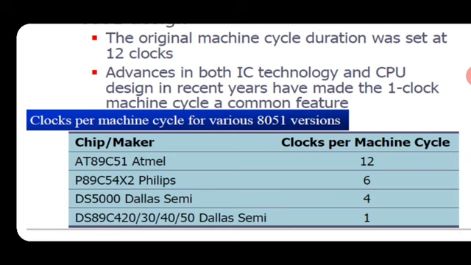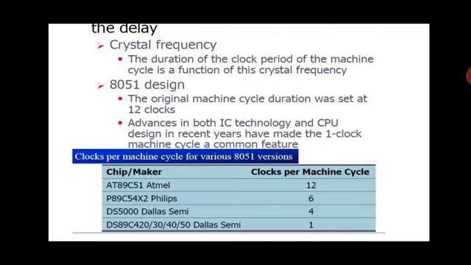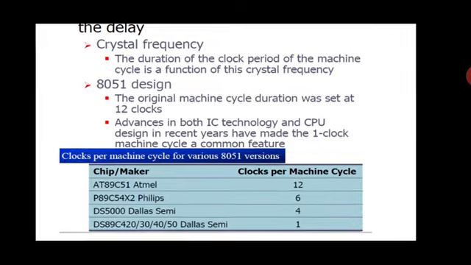And similarly, the improvement in Dallas gives 1 clock per machine cycle. Obviously, previously we took 1 machine cycle equal to 12 clocks, which is quite high. When you see the fourth one, it is just consuming 1 machine cycle equal to 1 clock. Means my execution rate will be increased, so the instructions run very fast. I hope you understood.